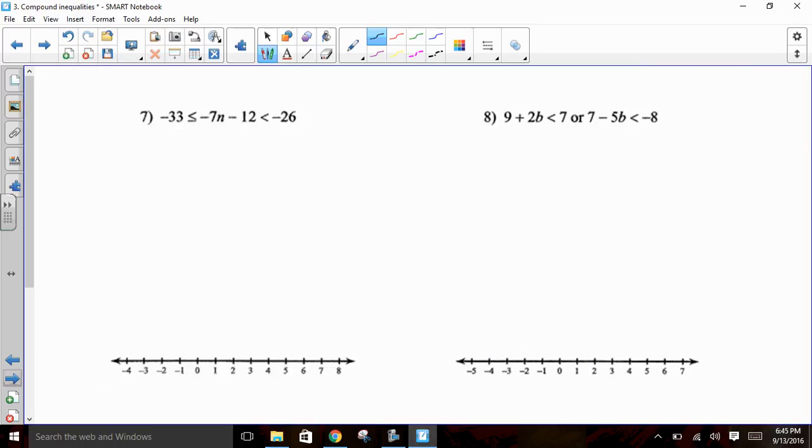All right, number 7 is a little bit more intense. It's got a couple extra steps with it, right? My n is not just either added or subtracted. It's got multiplying and subtraction with it. So just like if this was a normal equation, I would start by first getting rid of my addition or subtraction with the n. So I have minus 12, so I'm going to add 12 to both sides.